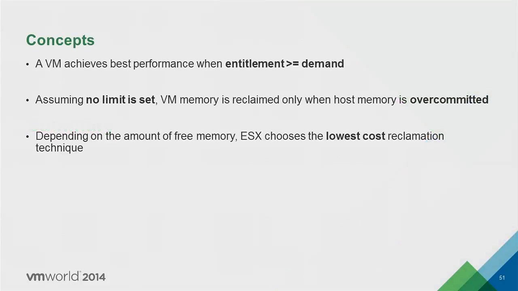So in summary, in today's talk, Rajesh has briefly described some concepts about ESX memory management. Some key takeaways are: VMs achieve best performance when their entitlement is greater than their demand. Assuming there is no limit set, the VM memory is reclaimed only when host memory is overcommitted. And ESX always chooses the lowest cost reclamation technique based on the free memory in the host.